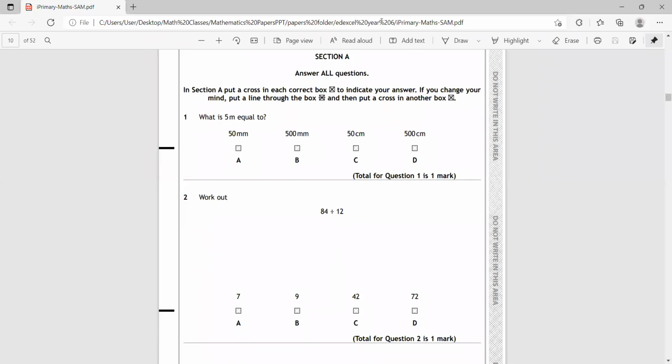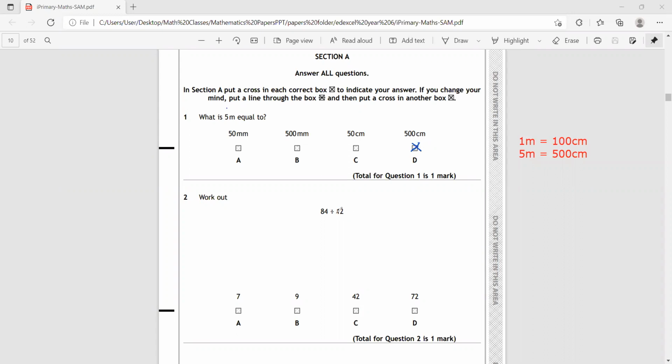My first question: what is 5 meters equal to? They have given answers in millimeters and centimeters. We know 1 meter equals 100 centimeters. So 5 meters, when I convert to centimeters, should be 500 centimeters. That means my answer should be D, so you have to put a cross there. That is how we are doing it.